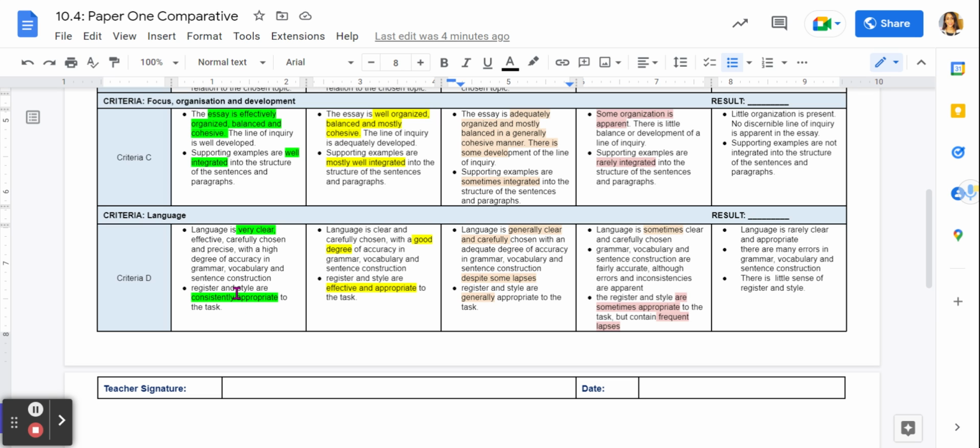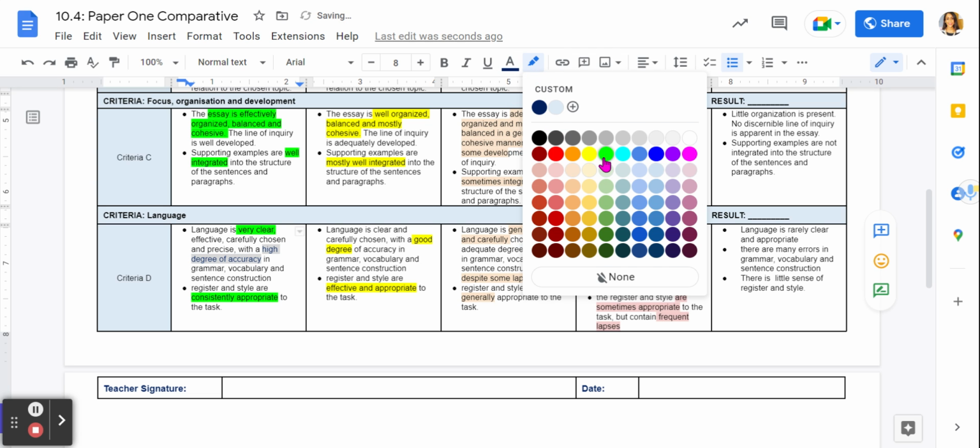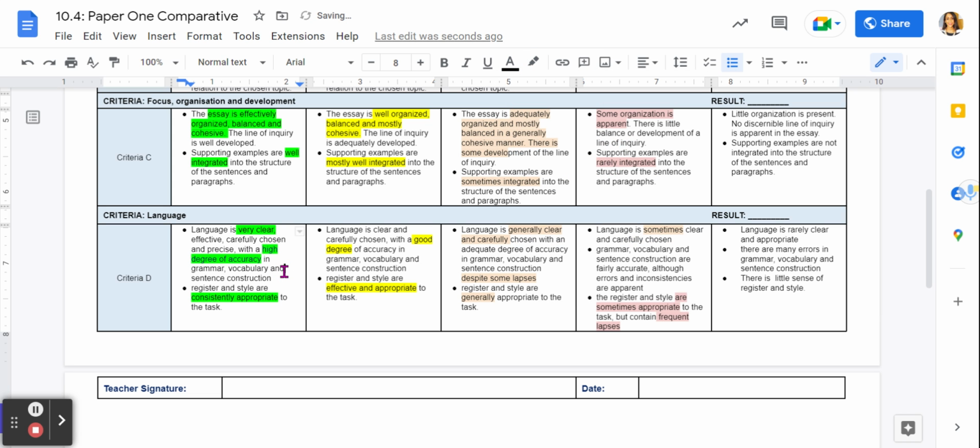When we look at criterion D, we're looking at your use of language and your vocabulary. Okay, so at an A level, the language is very clear. Okay, and it's effective, carefully chosen, and precise with a high degree. I'm just going to highlight high degree here because that's really important. That means that you're not making a lot of errors in the words that you're using, your grammar, your spelling, etc. So you can see that it includes grammar, vocab, and sentence construction.